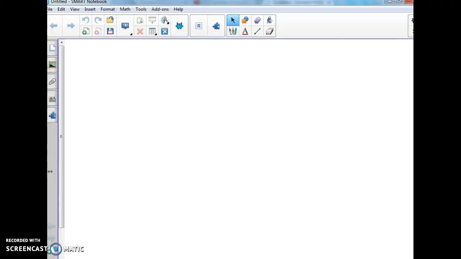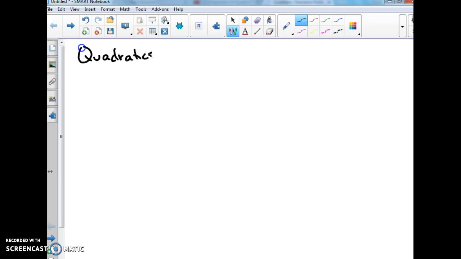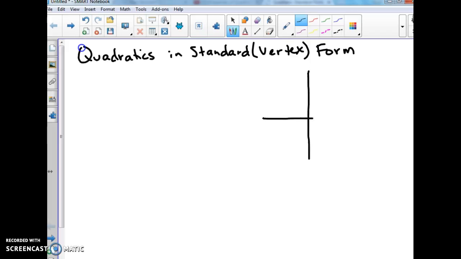All right, so like I said, we're going to be looking at quadratic characteristics. Specifically, we're going to be looking at quadratics in standard form. Sometimes this is known as vertex form. So what this means, when we look at a parabola or any type of quadratic, I'm going to have a vertex. That's either your minimum or your maximum. And we've talked about this.